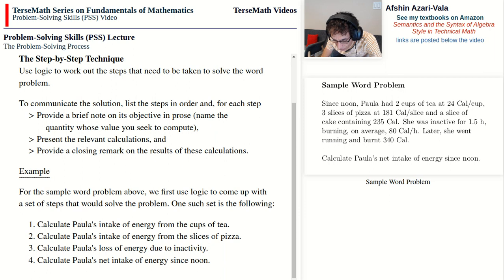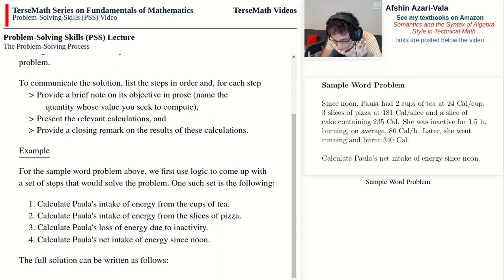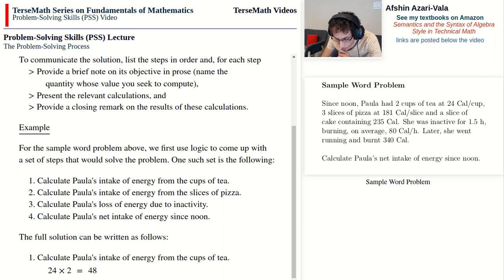Now here's the full solution then. Step 1: calculate Paula's intake of energy from the cups of tea. So we state what it is that we want to find in the end. In fact, what we are doing is we are telling you what the 48 is all about.